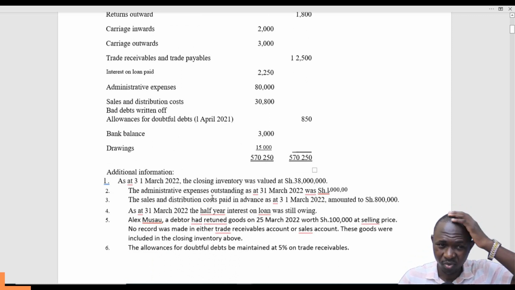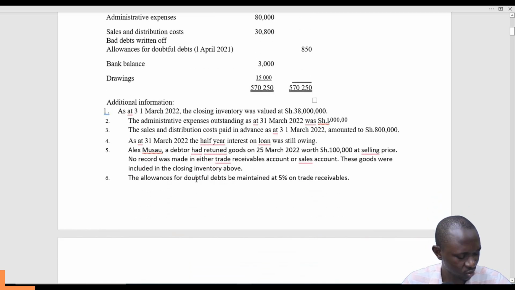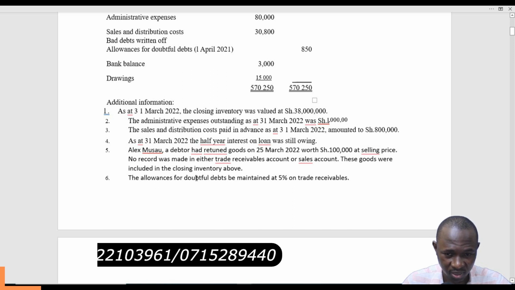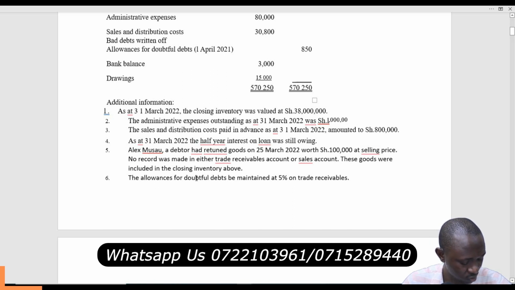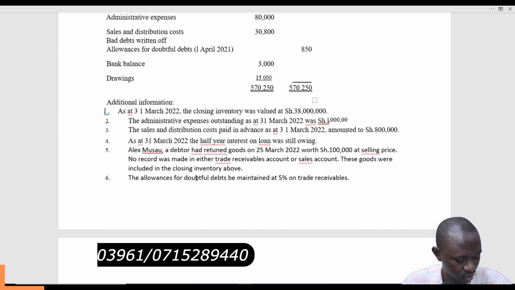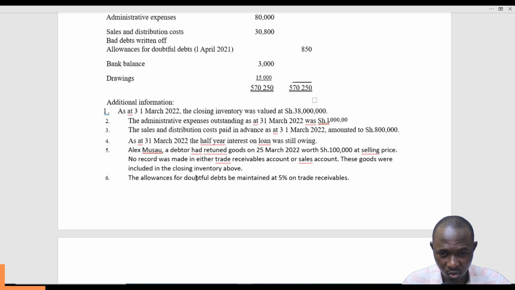Trade receivables and payables, interest on loan paid, administrative expenses, selling and distribution costs, bad debts written off, bank balance, drawings. Additional information: as at 31st March 2022, the closing inventory was valued at 38 million. The administrative expenses outstanding as at 31st March 2022 was 1 million. Sales and distribution costs paid in advance as at 31st March 2022 amounted to 800,000. As at 31st March 2022, the half-year interest on loan was still owing.